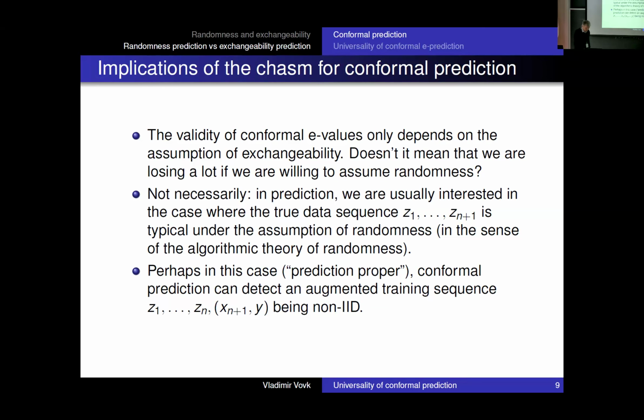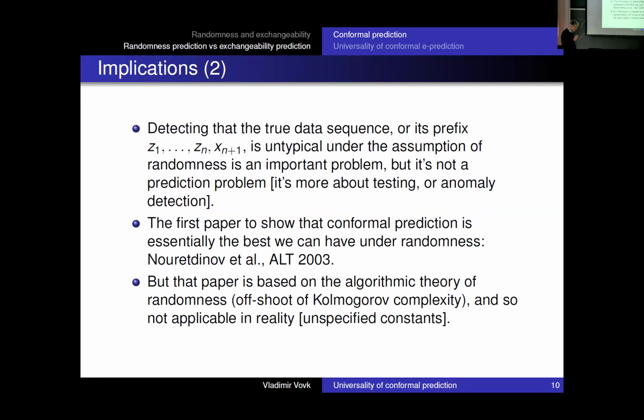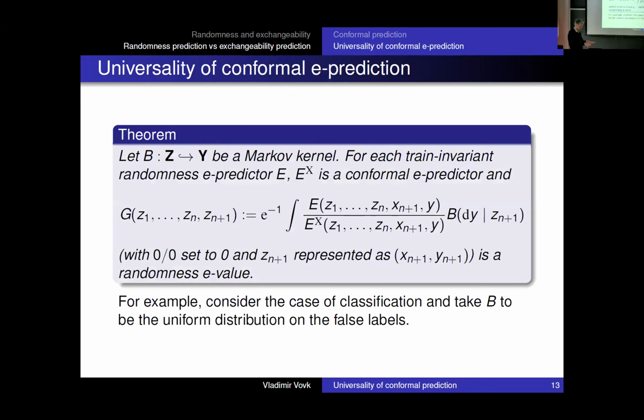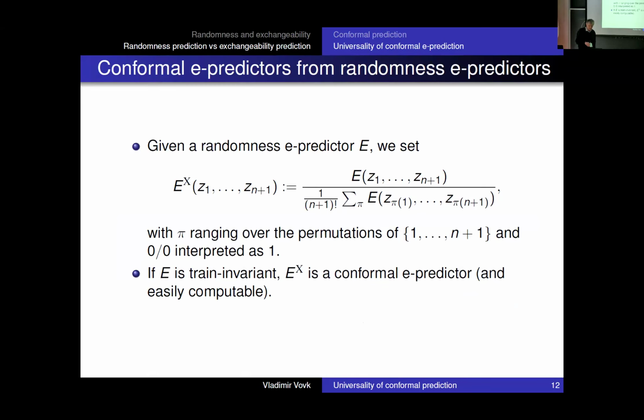So it turns out that conformal e-prediction is as good as general prediction, which is valid under randomness, if you assume that the true sequence is IID. Under this assumption, you can show that they are close. So this is the result. Please consult the paper for it. But let me tell you how, the result is constructive.